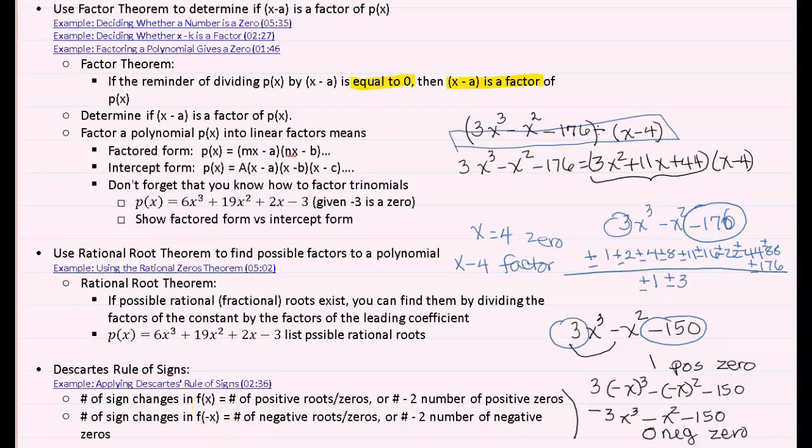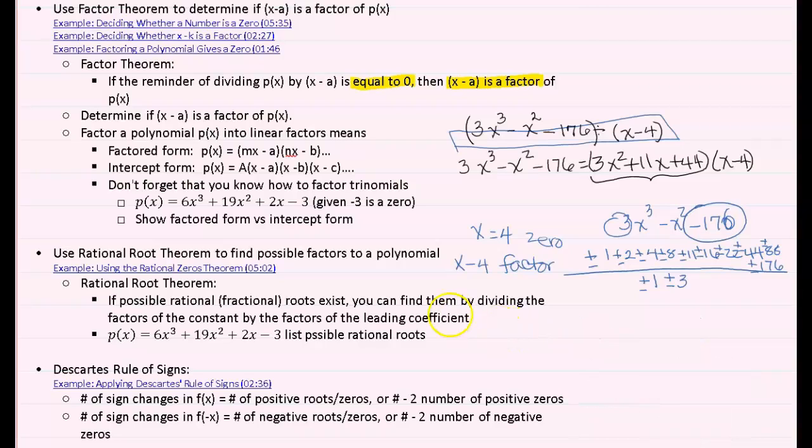So our guesses for rational numbers that can be possible zeros will come to the following list of plus or minus 1, plus or minus 2, plus or minus 4, plus or minus 8, plus or minus 11, plus or minus 16, plus or minus 22, plus or minus 44, plus or minus 88, plus or minus 176, because these are the factors of 176 divided by 1.